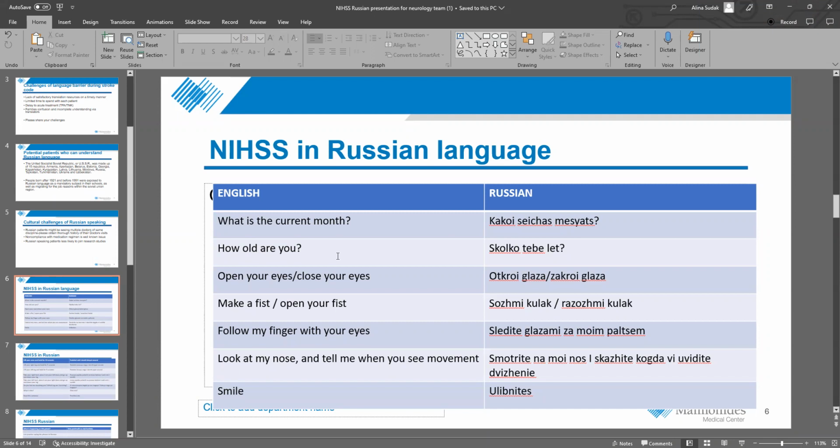Okay. How old are you? So how old are you is сколько тебе лет? Who can try to read this? Okay, how about Hazel? Hazel, you here? Yeah. Сколько тебе лет? Good.